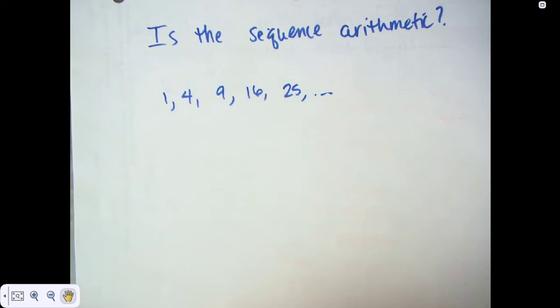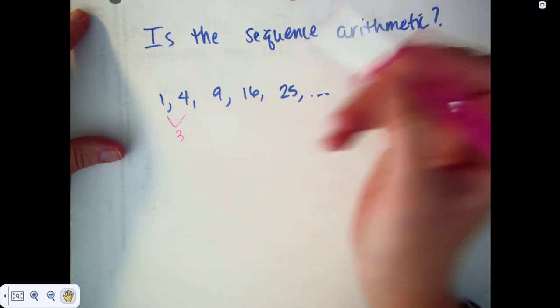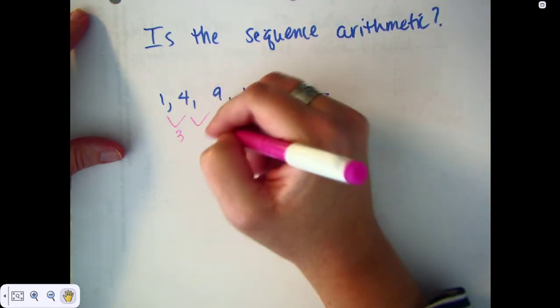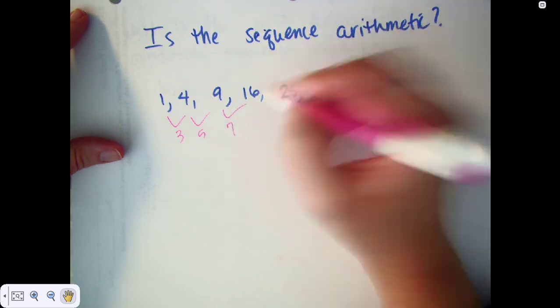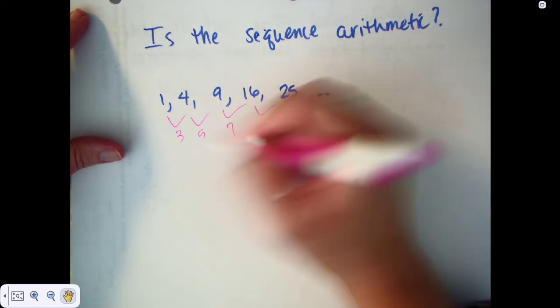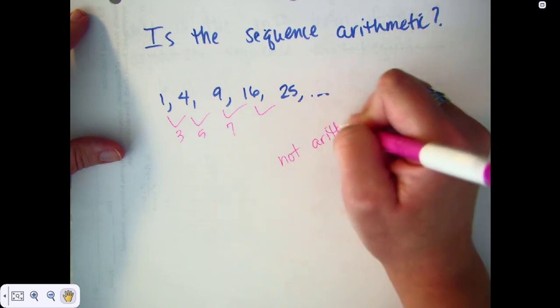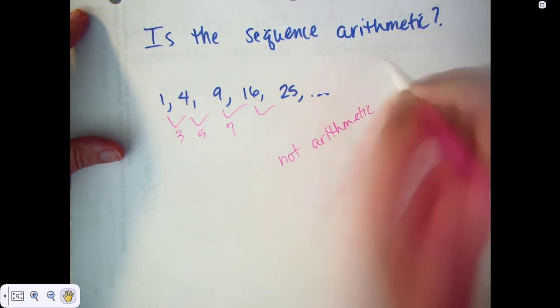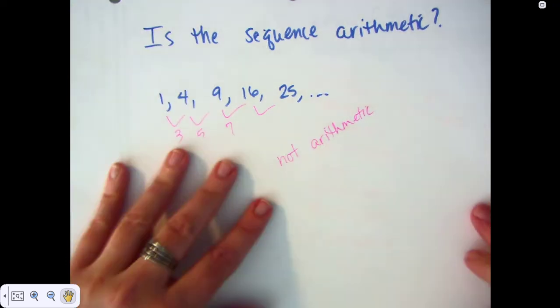So let's see about this one. Is this an arithmetic sequence? Well, the difference between those two is 3. The difference between those two is 5. 7. Not the same, right? So this one is not an arithmetic sequence. So we're not going to be able to do anything with that one. We're going to move on.